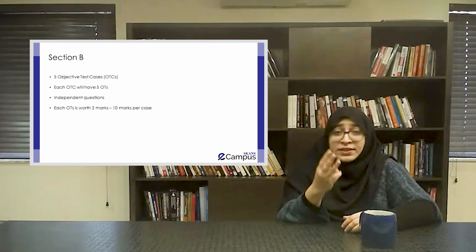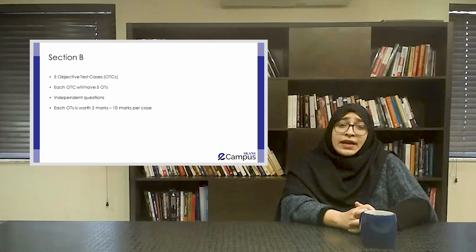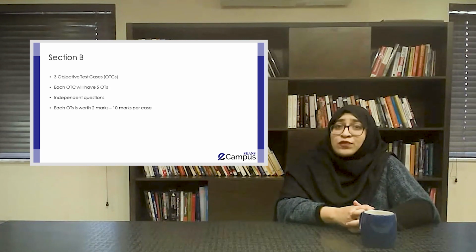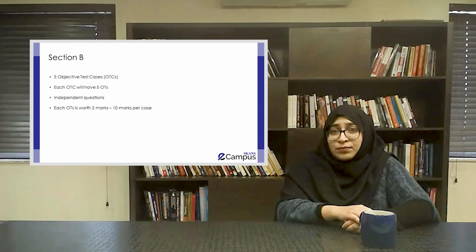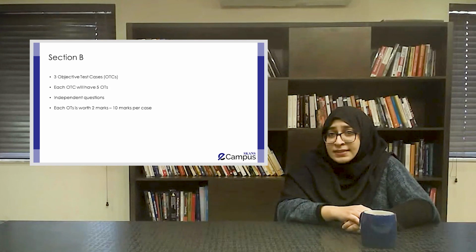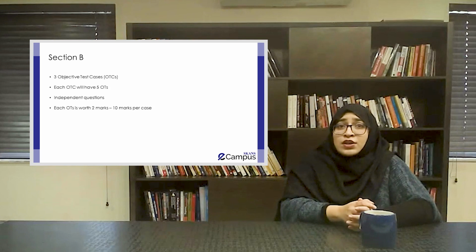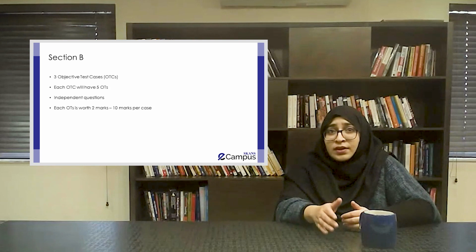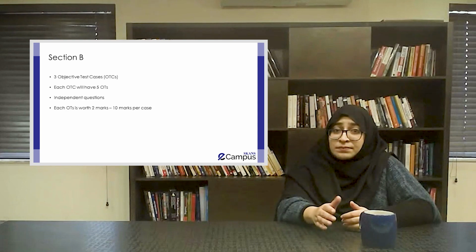Next, in section B, you will have 3 scenarios, or as they're commonly termed, objective test cases. Each objective test case or scenario will have 5 objective type questions, which will not be interdependent. This means that if you get one question wrong, it will not affect your responses to the remaining questions related to the scenario. Normally, capital gains tax, inheritance tax, and value-added tax are covered in these cases, but the remaining taxes can also be examined here. Each objective type question is worth 2 marks, so you're attempting 10 marks for each case, which makes it 30 marks in total for this section. Since these are objective type questions, you either get them right and score the full 2 marks or you get none.